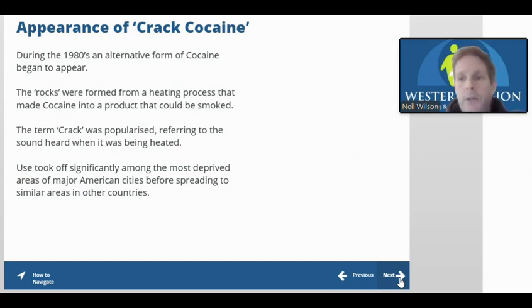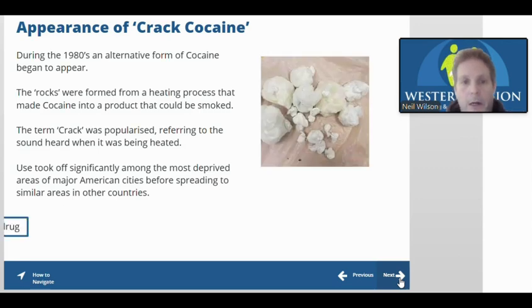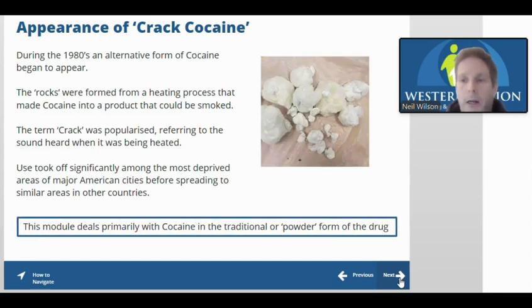During the 1980s, we saw the appearance also then of crack cocaine. Crack cocaine, whilst chemically identical to cocaine, makes it into a smokable form. And it's the production of these rocks and the sound that goes with them in the production of them, the cracking, that gives it its name. This took off particularly among poorer areas in American cities before spreading to other countries, including in Europe.